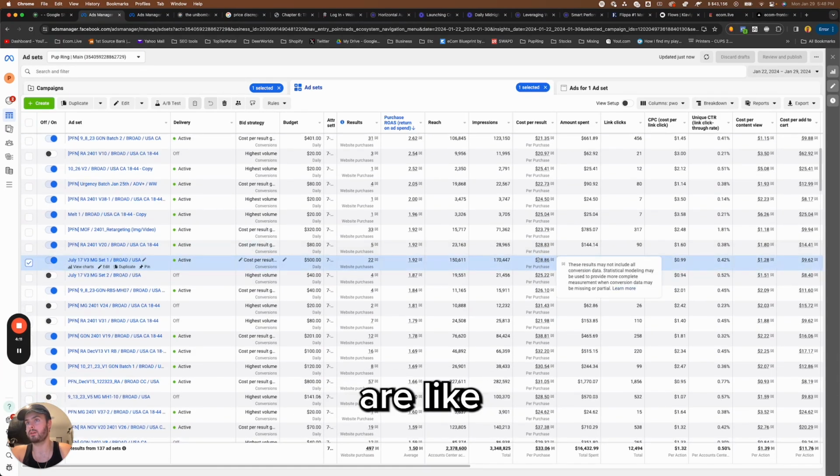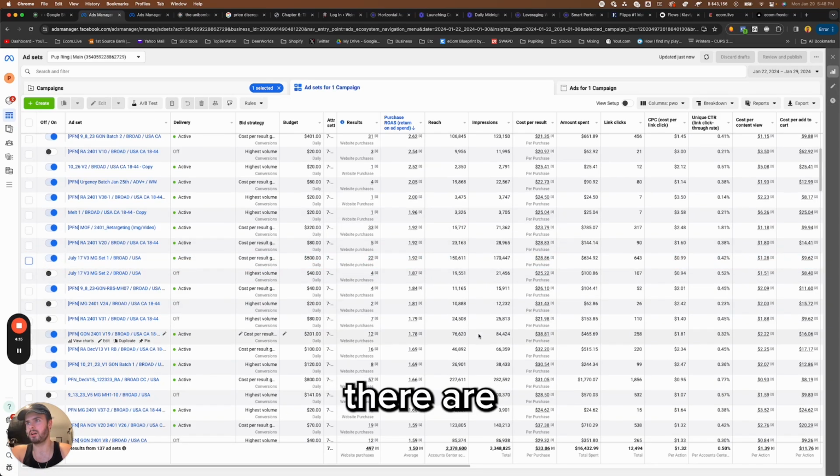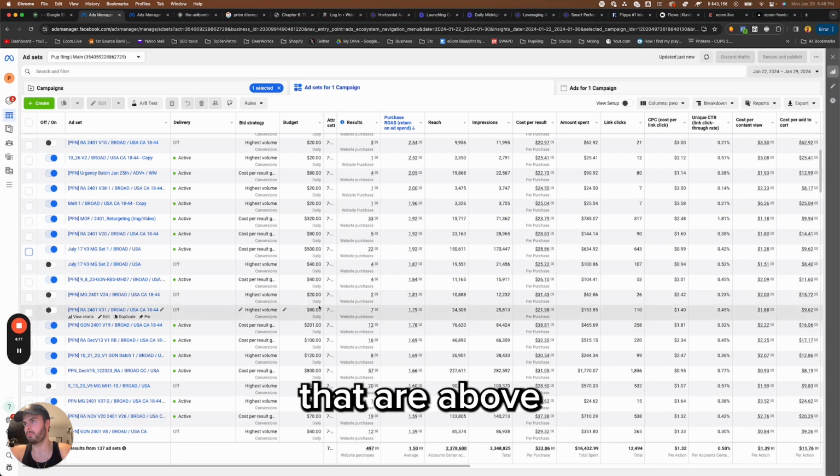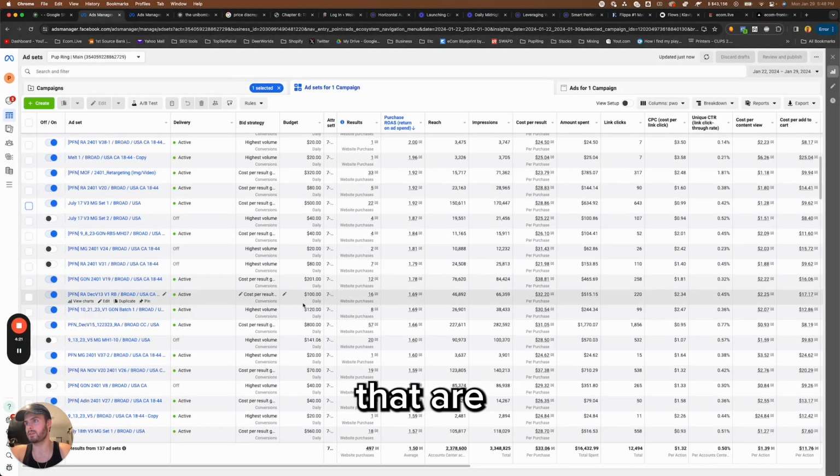Like, all of these are at or underneath, and not all of them. I mean, you can see there are some ad sets that are above. This here is highest volume. There are some of them that are above. There are some that are not performing as well as I'd like them to be performing, but that's going to happen.